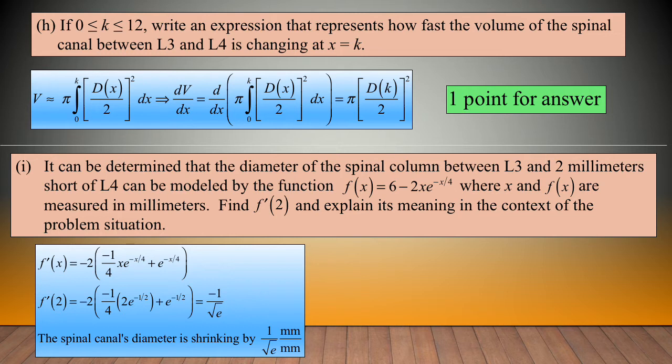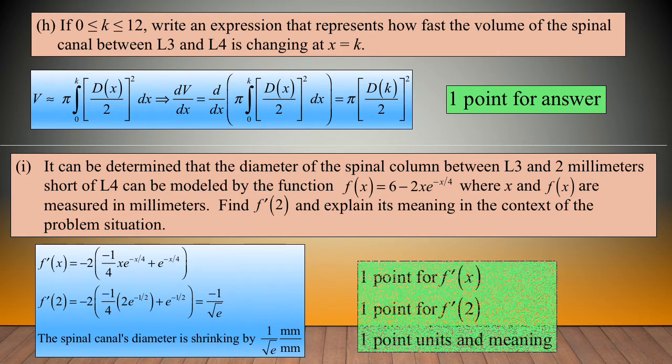The interpretation is that the spinal canal's diameter is shrinking by 1 over the square root of e millimeter per millimeter. 3 points for this problem, 1 point for finding f prime of x, 1 point for finding f prime of 2, 1 point for the correct units and its meaning.